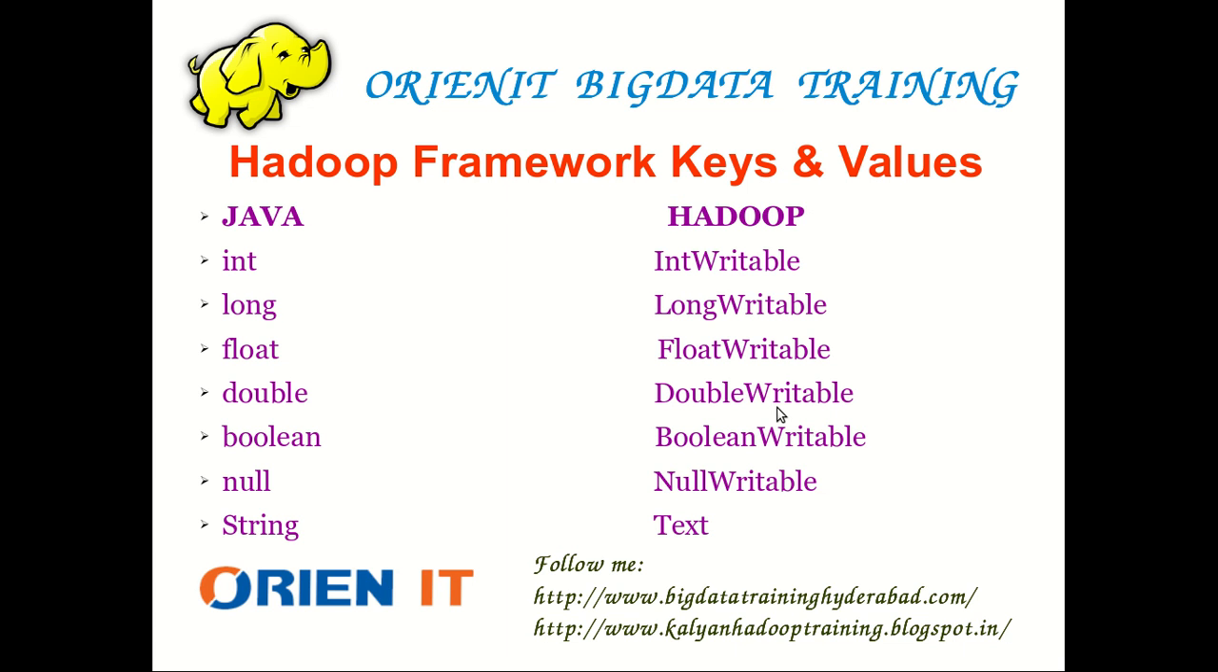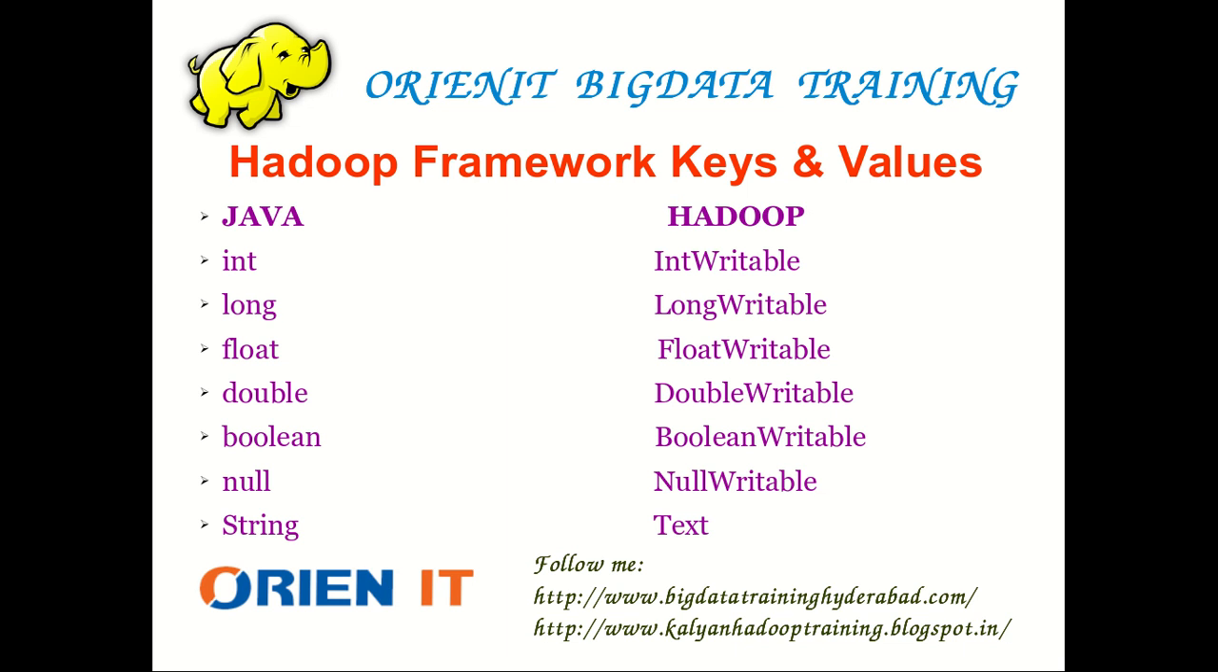Along with this, the framework gives you an option to do customization. I want to write a Kalyan writable, I want to write an ORIENIT writable, with some functionality for the Kalyan writable and some functionality for the ORIENIT writable, maybe a combination of these, a composite case. All these things are easily implementable in Hadoop. If you want to know more information about that, you can always meet me at our ORIENIT.